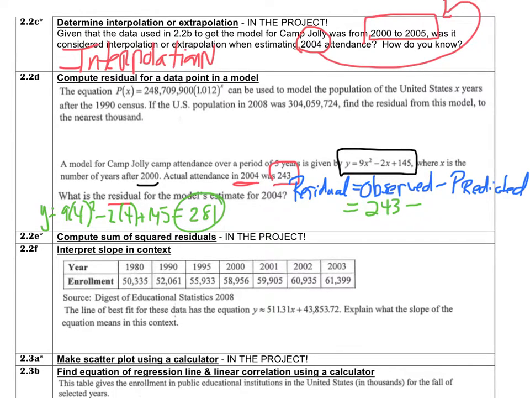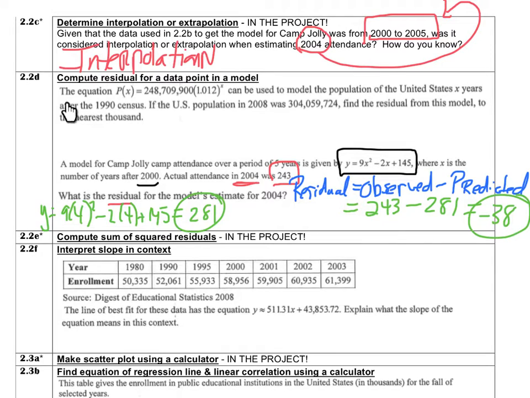So the prediction goes right here. So I'm going to subtract out 281. When you do that, you're going to get that the residual is negative 38. So what that means is this model right here actually over-predicted how many people were going to be there. So it predicted 38 more people than were actually there.